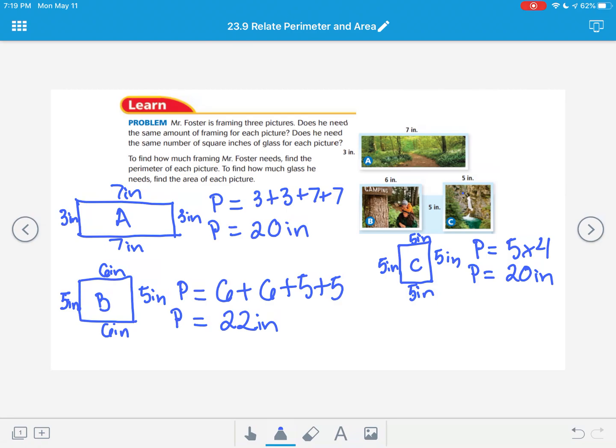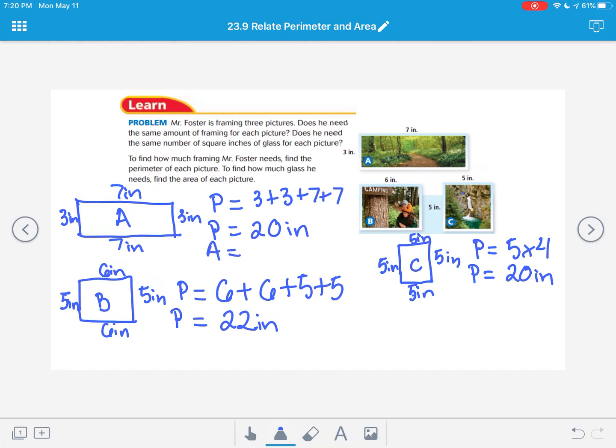So I see that in both figure A and figure C, oh, I'm so sorry, I did that correct. I see that in figure A and C, the perimeter of those figures are the same. However, in figure B, the perimeter is different. Now let's check out the area.